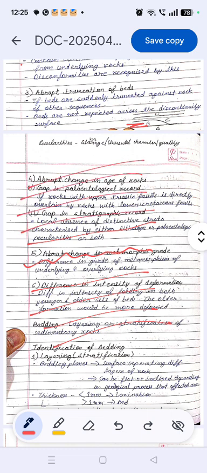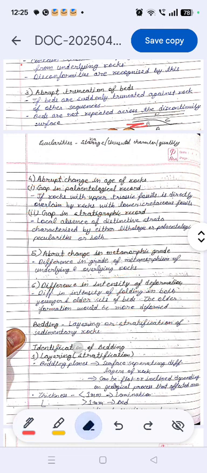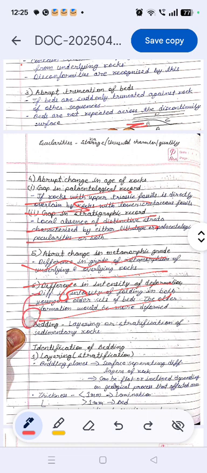An abrupt change in the metamorphic grades. Difference in the grade of metamorphism in underlying and overlying rocks. Suppose here we find gneiss, and here we find slate. So there is a change in metamorphic grade. This indicates high temperature and pressure metamorphic grade. This indicates initial metamorphism, low temperature and pressure. So there is a difference in the grade of metamorphism.